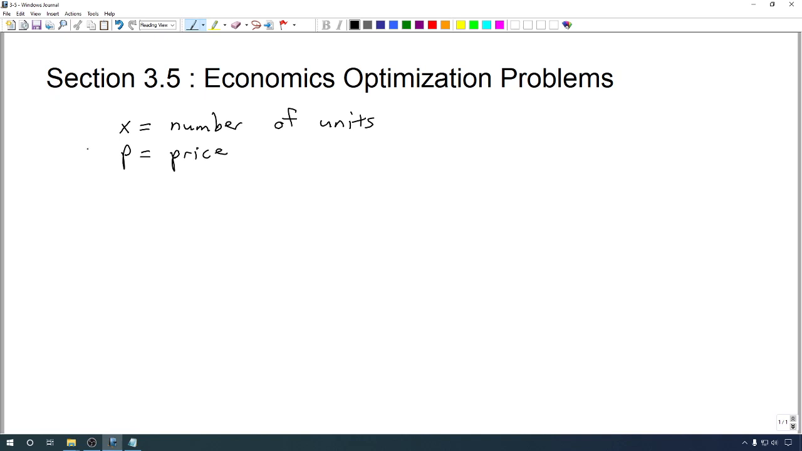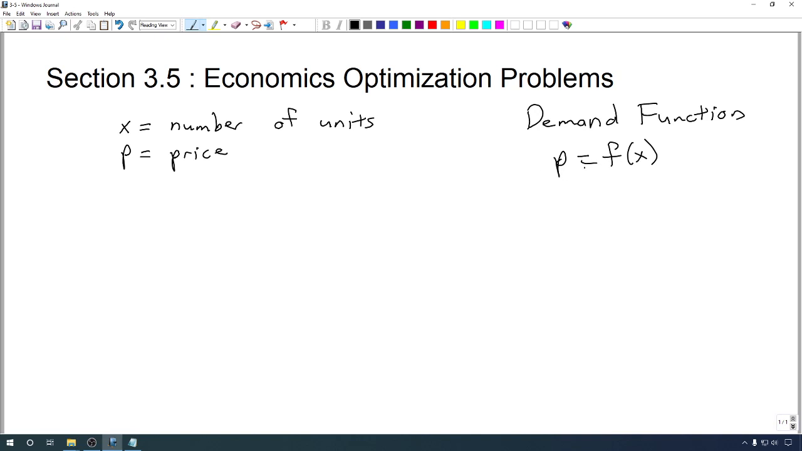A lot of times we'll treat price as a function of the number of units. That is what we call a demand function. So demand function is something like p equals some function of x. This might feel a little bit backwards because you would think that x, the number of units that you actually sell, would depend on the price, but for some reason in economics, and I'm not an economist, I'm a mathematician, of course, so I can't really explain all the stuff here, but for some reason we're going to be treating price as a function of demand instead.